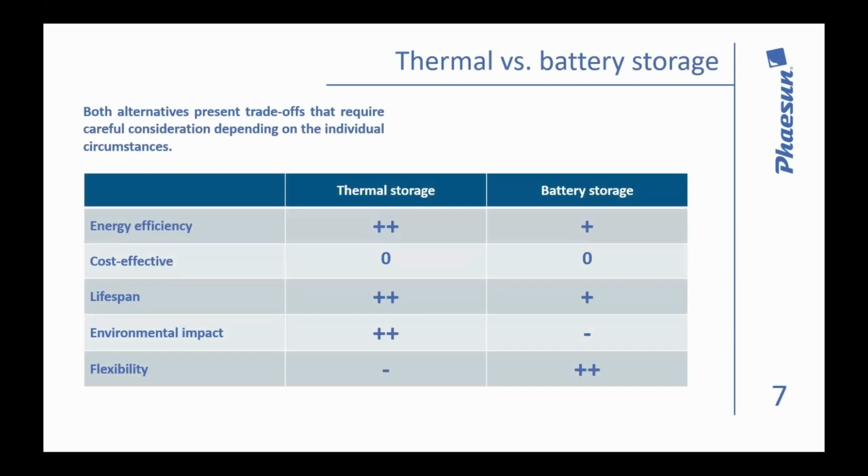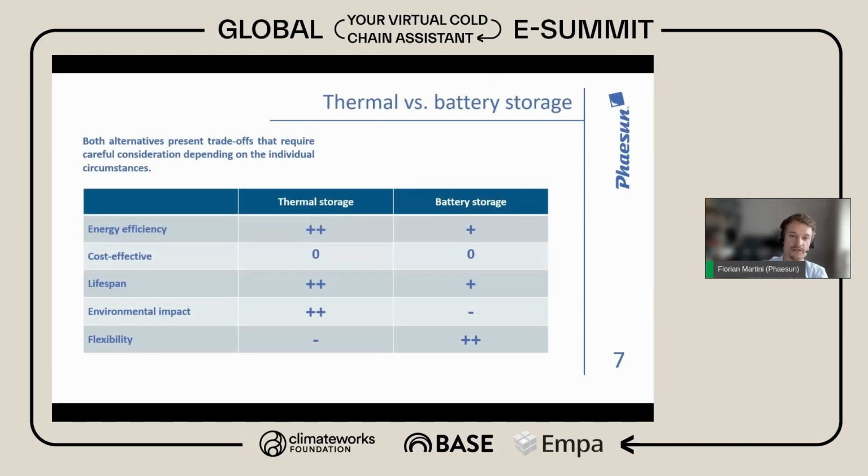Thermal storage, we have an advantage in terms of energy efficiency, as the electrical energy from the PV generator is converted to thermal energy, which is then directly used in the cold room. However, using a battery storage, you convert the electrical energy from the PV system to the battery and then later on to thermal energy. So we have additional conversion losses with the battery storage.